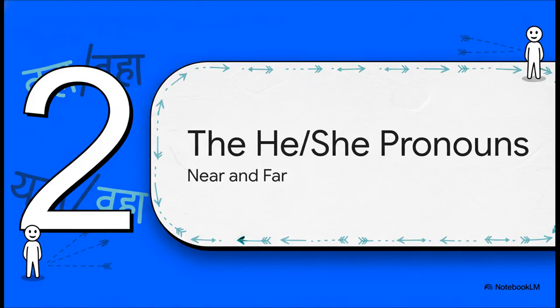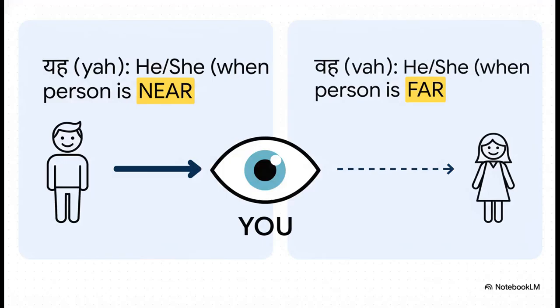Okay, first things first, let's talk about the pronouns for he and she. Now, here's where Hindi does something kind of interesting. The word you choose actually depends on how close that person is to you. It's really straightforward. For someone who's near you, whether it's a he or a she, you use ya. For someone who's farther away, you use va. See? The gender doesn't matter for the pronoun, only the distance.